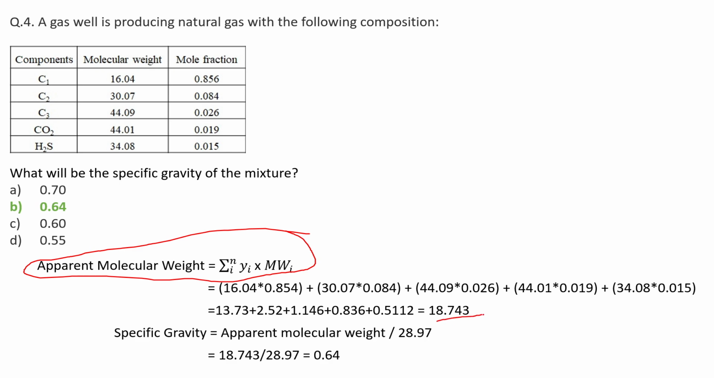Now to find the specific gravity, the apparent molecular weight is divided by the molecular weight of air. We are assuming that the air molecular weight is 28.97. So dividing the apparent molecular weight by the molecular weight of air, we get the specific gravity, which comes out as 0.64. So option B is the answer.